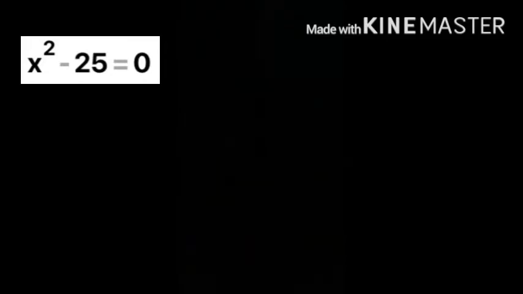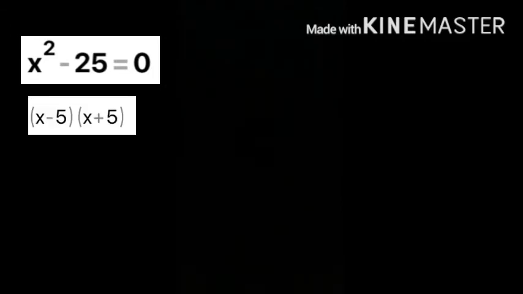For the second case, it's called factoring the difference of two squares, or DOTS. For this example, I will use x squared minus 25 equals 0. As you can see, x squared and 25 are both perfect squares. So when you factor them out, you will have x minus 5 multiplied by x plus 5.